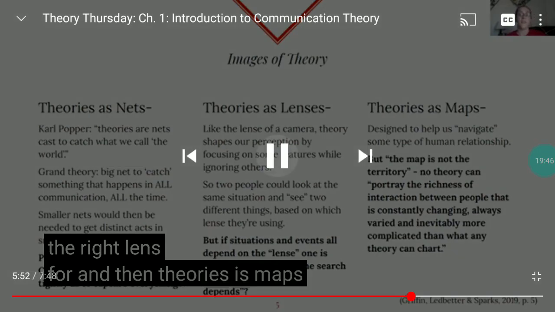And then theories as maps. With theories as lenses, there's always a chance that you might be choosing the wrong lens. So depending on the lens, the whole story changes.